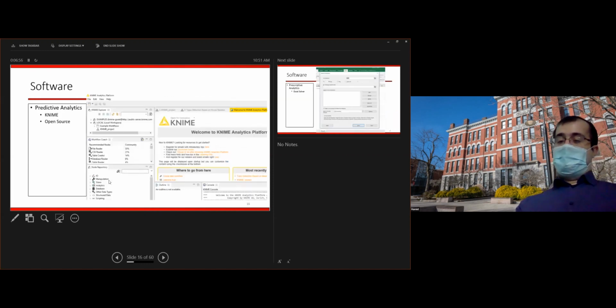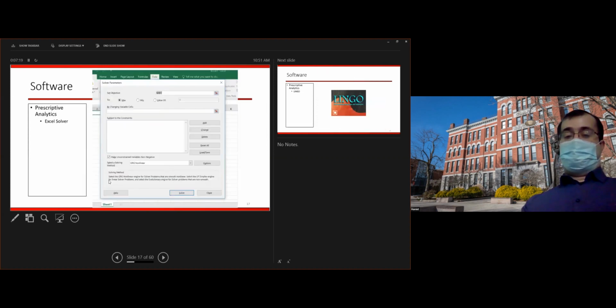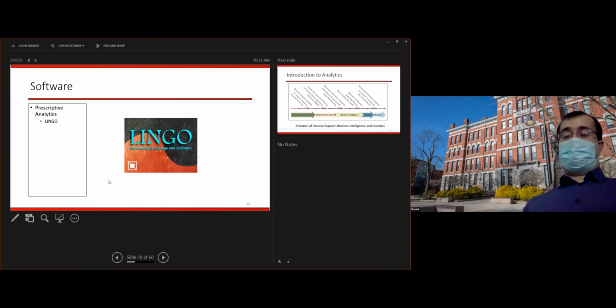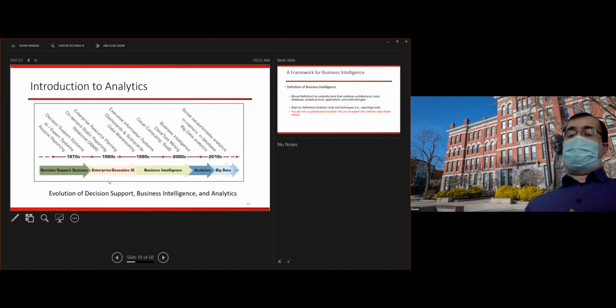So KNIME, which you will learn later on, is mostly for predictive analytics. It is also very good for students with different backgrounds because it helps you do predictive analytics much more easily. If you are from business analytics or other majors, you can just use Python and so on. That's totally fine. You don't have to use KNIME. And Lingo and Excel are the software that we cover for the last part.